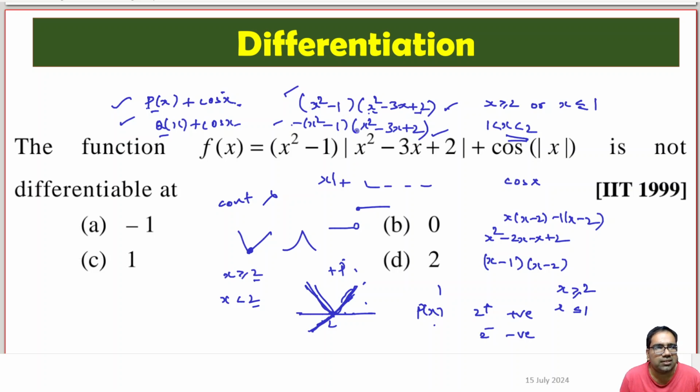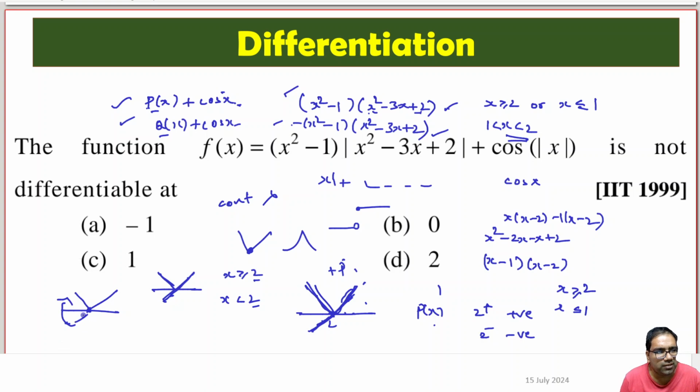If this was the function p of x, we realize it looks something like this. After 2 it is positive, before 2 it is negative, because 2 is the root of x square minus 3x plus 2. We are not worried about other roots, just before 2 and just after 2. Now, p of x is not the overall function. The overall function is p of x plus cos x when x is greater than or equal to 2, but when x is less than 2, it should be q of x, and q of x is nothing but minus of p of x. That means that is this function. So basically our function is looking something like this. This bottom one is exactly flipped to the top.